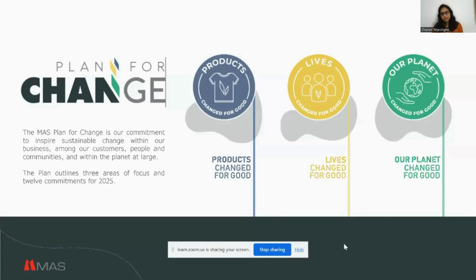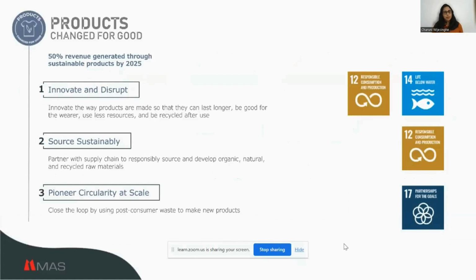I will explain in these 3 categories how we address and support achieving the United Nations Sustainable Development Goals. In the product change for good category, our target is 50% revenue generated through sustainable products by 2025. First is innovate and disrupt. We innovate and disrupt to create products that last longer, are good for the wearer, and are recycled after use. This goal also supports UN SDG number 12 and 14, mainly responsible consumption and production, and life below water.